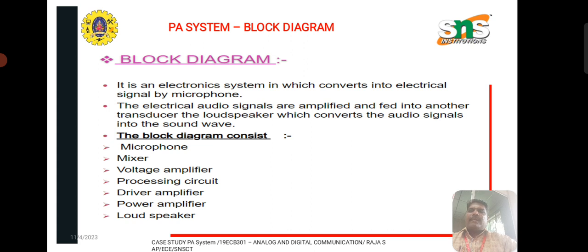In general, the PA system consists of seven important components. The first one is the microphone, which is used to convert your voice into an electronic signal. The second one is the mixer, which mixes or combines all input signals into the amplification area. Then the voltage amplifier, which amplifies the input signal. Then the processing unit, then the driver amplifier, then the power amplifier used for amplifying the input quality. Finally the output is the loudspeaker, which produces the audio signals.